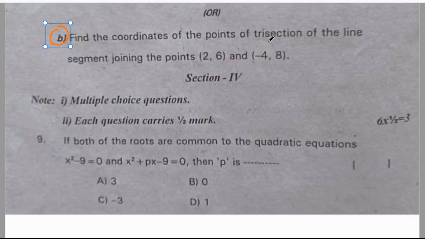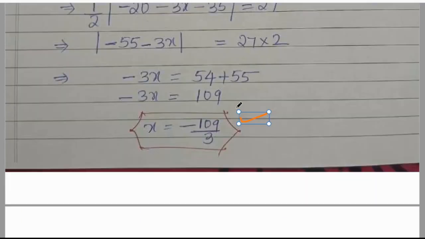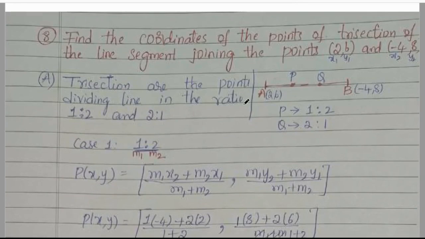Eighth question, find the coordinates of the points of trisection of the line segment joining points 2, 6 and minus 4, 8. So trisection is one of the important question we can expect for board exam, students.